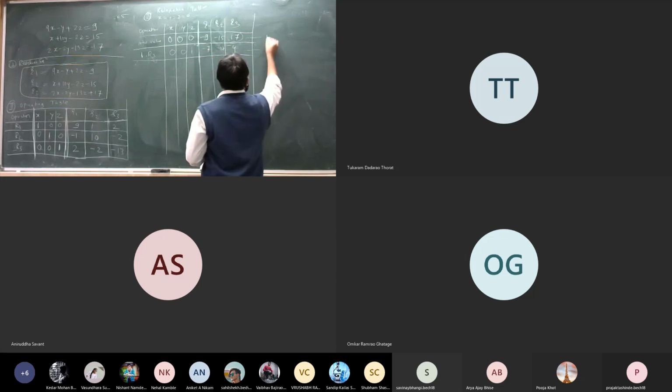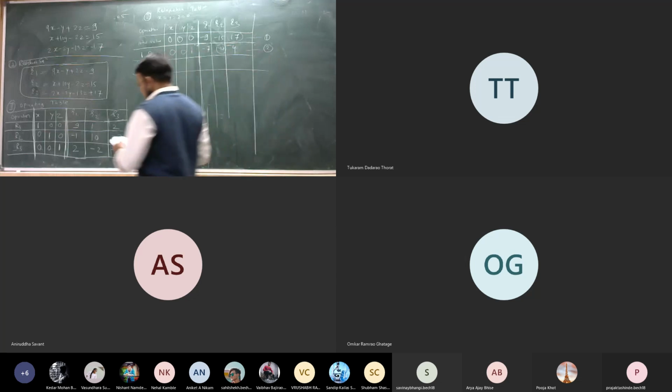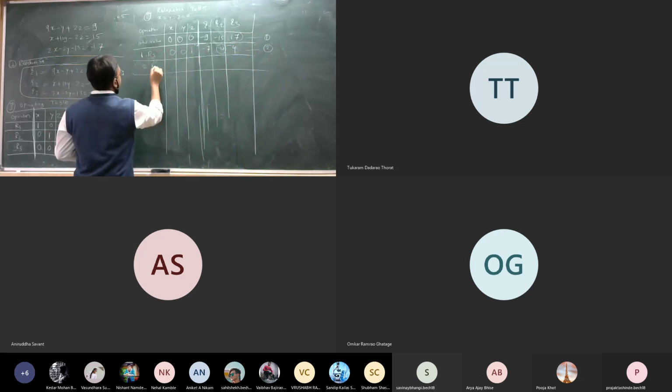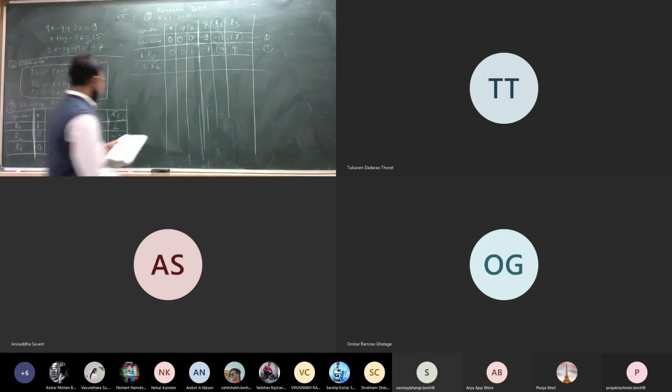So this is the one. This is one calculation. Second calculation. Now by default, 17 is the largest value. We need to do 2 R2. That means y value. 2 R2 means y value.